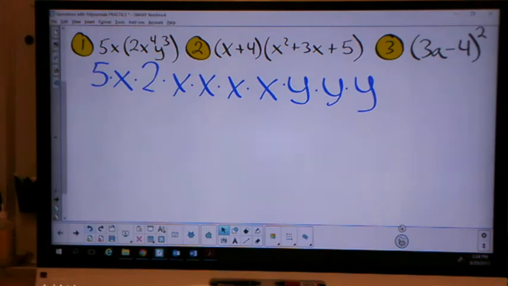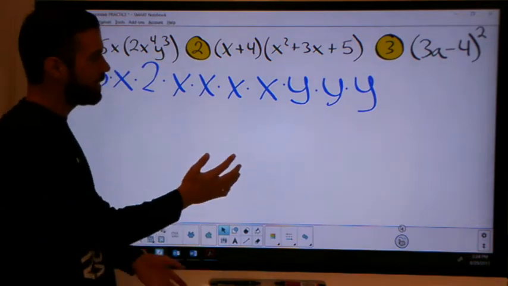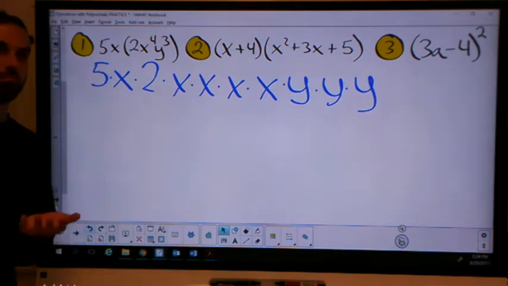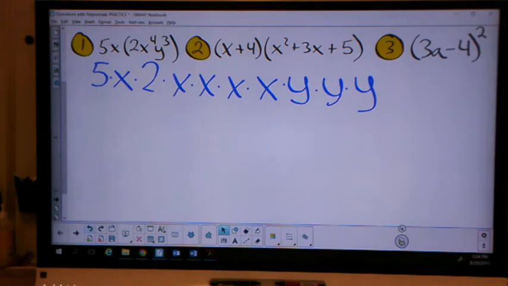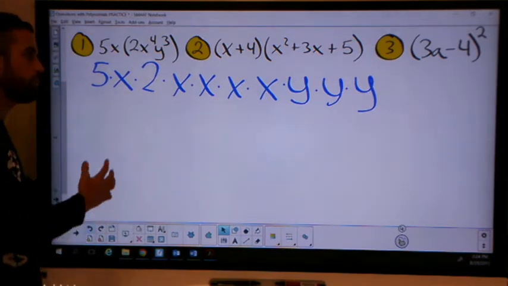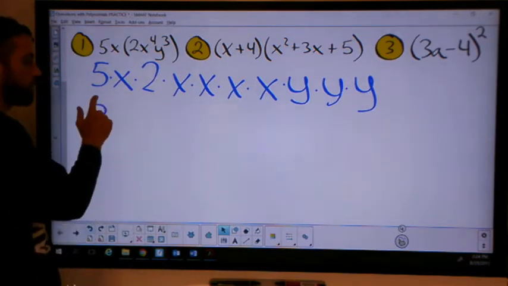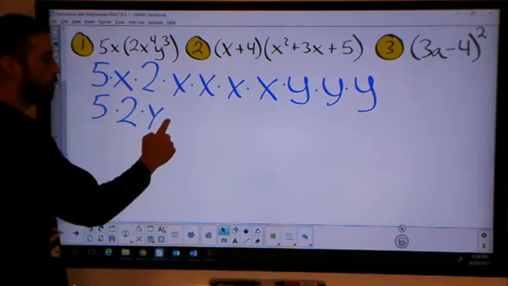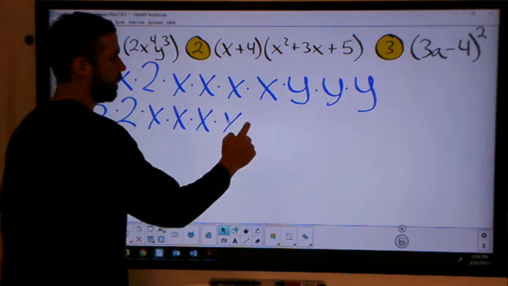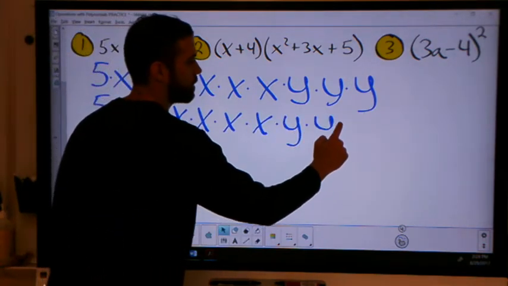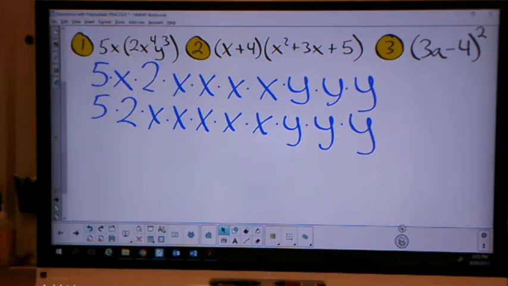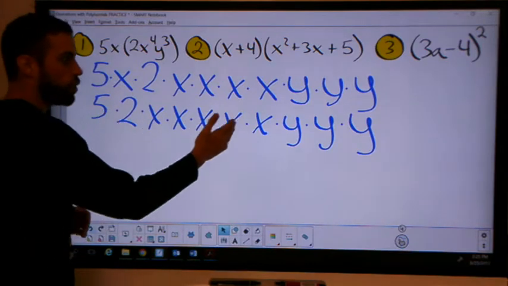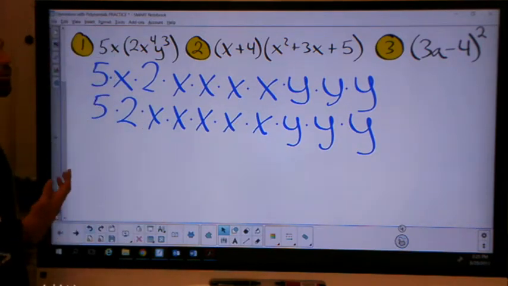What you would then want to realize is that because multiplication can happen in any order, for example, 3 times 2 is 6, and 2 times 3 is 6, the order of multiplication doesn't matter. You can rearrange this as 5 times 2, putting both numbers in front, and then put all of your x's together multiplying, and then put the 3 y's just like that. And you're almost done. You now just simplify, multiply numbers together, use exponents, and that will create your final answer.